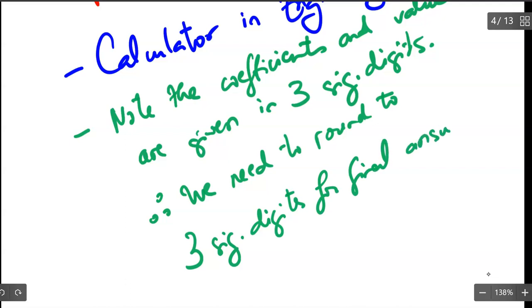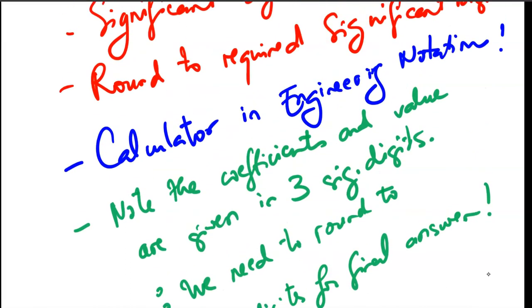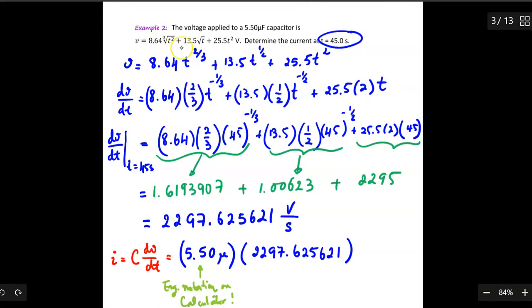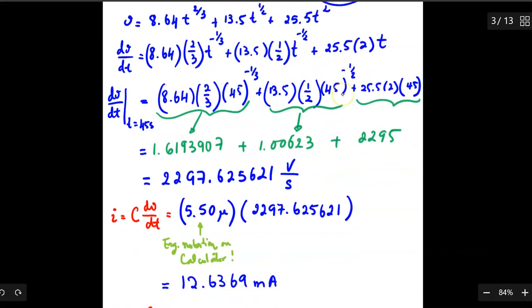All right. Okay, so a few reminders for everyone. Even though it doesn't say anything about the significant digit for the final answer, we have to understand that. So all of the numbers given to us in the question are given as 3 significant digits all the time. Here you see it's 45 second, but I put 45.0 second. And then 5.5 microfarad, instead of saying just 5.5, because each of these are 3 significant digits.